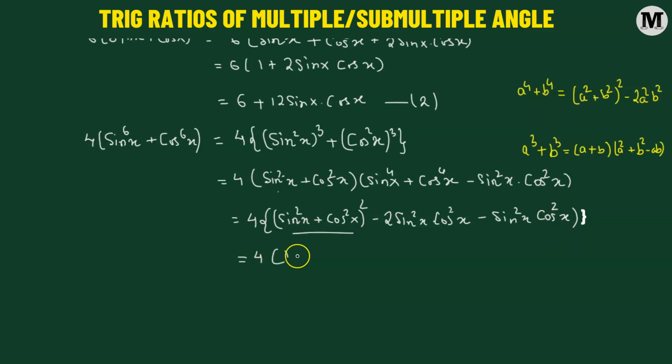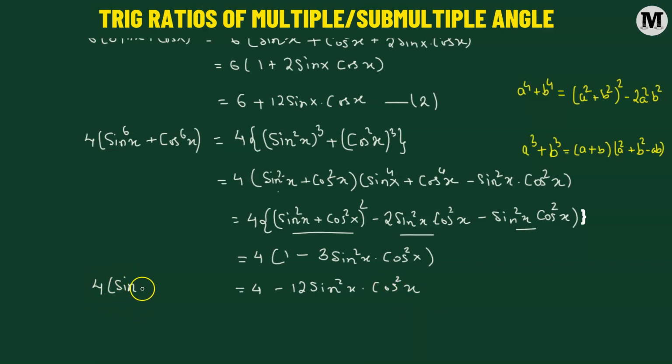So we have 1 minus, so these two terms will combine to give us 3 times sine squared x times cosine squared x. Now let's multiply each of the terms with 4. So we get 4 minus 12 times sine squared x times cosine squared x. So this is the expansion of the third term, 4 multiplied to sine of x raised to the power of 6 plus cosine of x raised to the power of 6. We're going to label this as number 3.